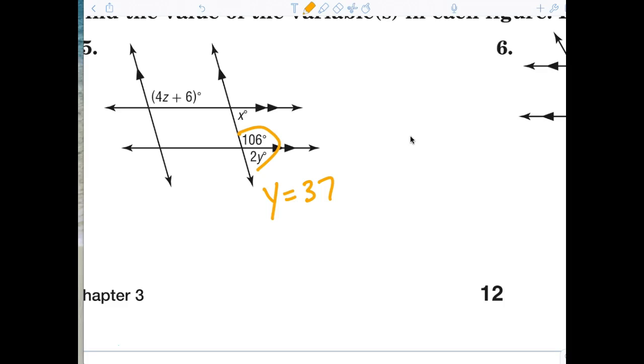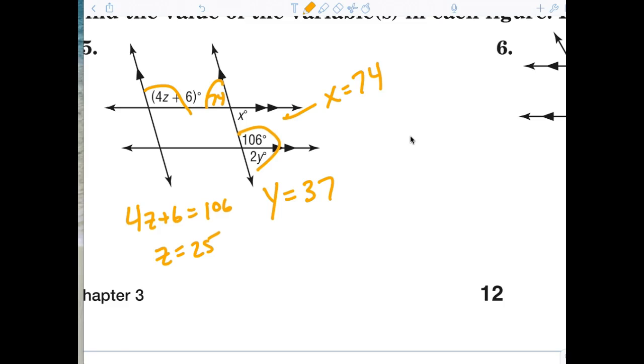Now x would be obvious. X is what? No. 74. You guys are killing me now. Come on, pay attention. Let's get through. We're almost done. X is 74. Do you agree with that or not? Yes. Now, again, in this case, this angle right here is 74. Do you agree? So then these two angles add up to 180. Or you could say 4z plus 6 is equal to 106. And so z is equal to 25.